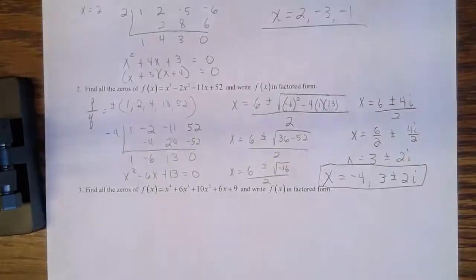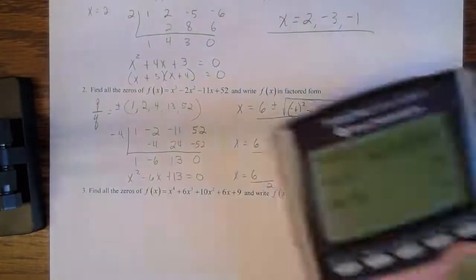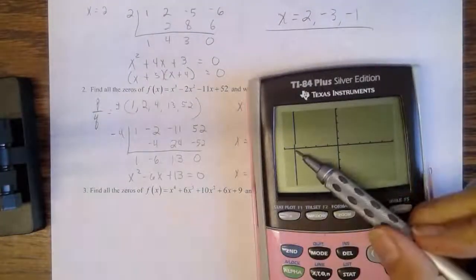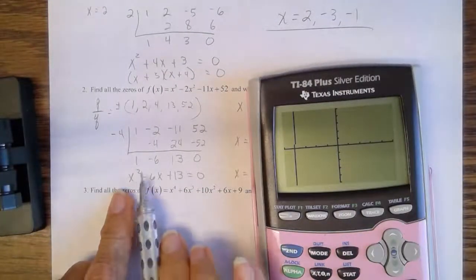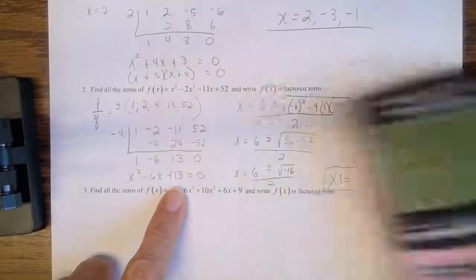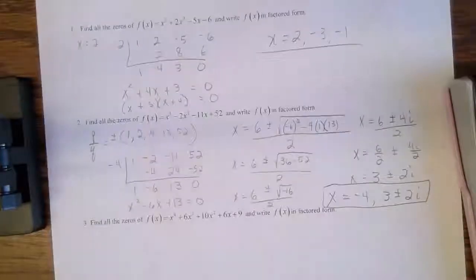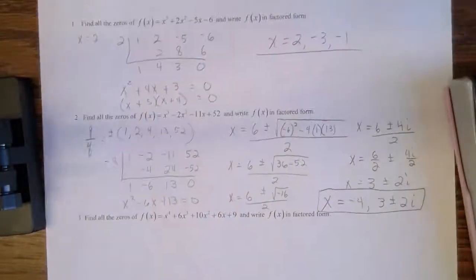And that is how this is done with a calculator. You've got to use the graph to find the first zero. Once you find it, use your synthetic division to create this quadratic. Use the quadratic formula. Find all your roots. And we're going to stop the video right there, and I sure hope this helps.